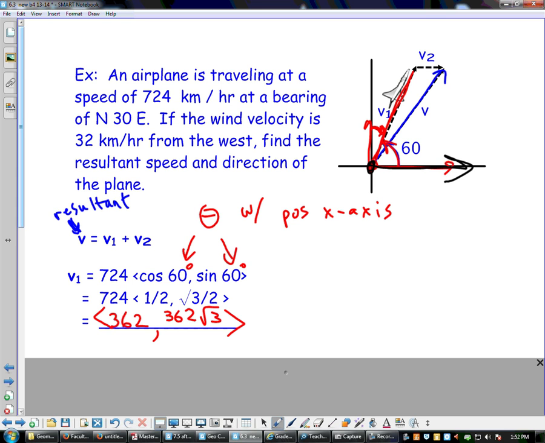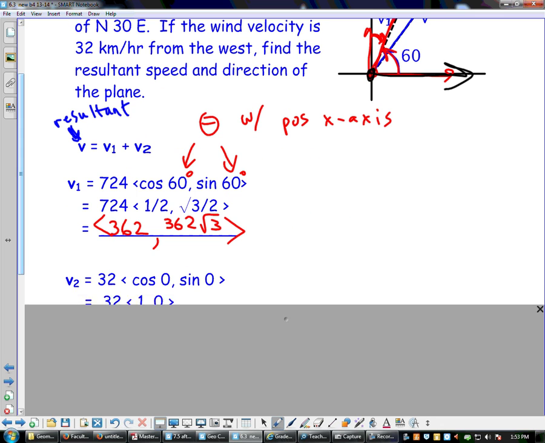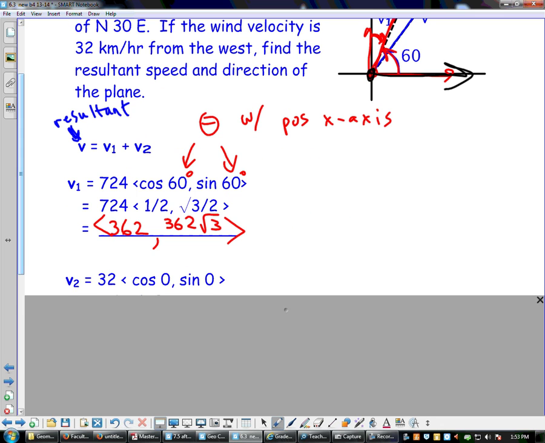0 degrees. Wait, can we do that one more time? Since it's heading from the west, the wind is heading from the west, its angle is 0 degrees. If it was heading from the east, which wind never does because our weather comes from the west, but if it was coming from the east, then we'd have to say 180 degrees, right? You with me?